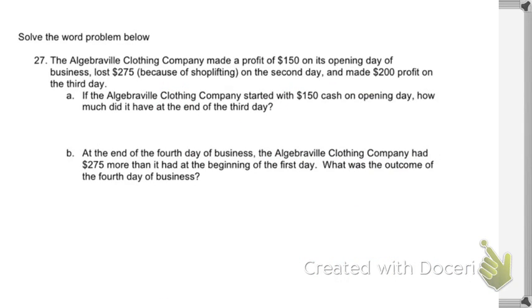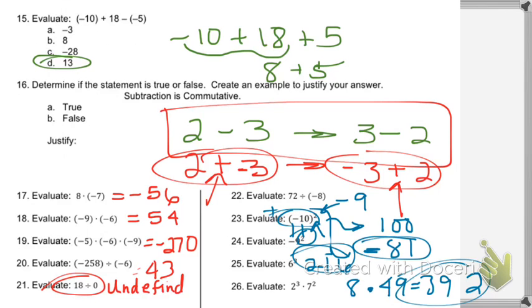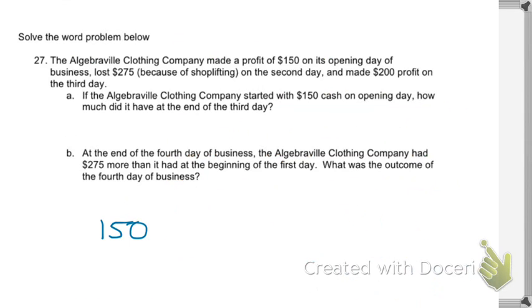And finally, the very last problem. The Algebraville Clothing Company, clever name, made a profit of $150 on its opening day. So $150. Is this right? I thought I had a different problem than that last time. Gosh, I hope I have the right quiz. 150 on the opening day of business. Then it lost $275. And then it made $200 on the third day. They started with $150 in cash on opening day. How much did they have at the end of the third day?